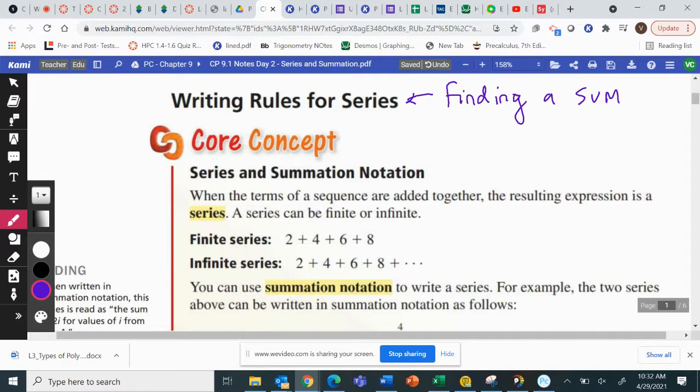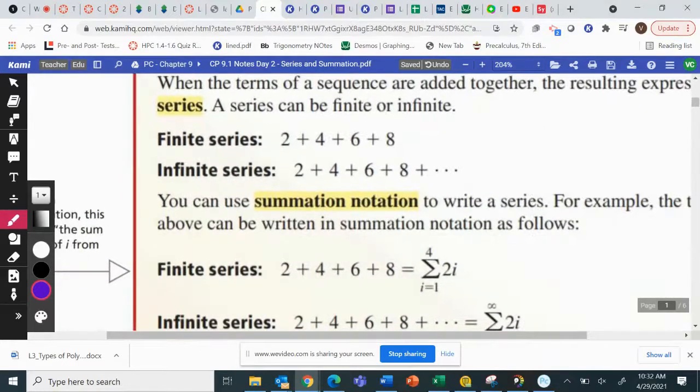There are finite series and infinite series. Notice my finite series would be 2 plus 4 plus 6 plus 8. I can find that answer. Here's an infinite series, 2 plus 4 plus 6 plus 8 plus 10 plus 12 plus etc. I can also find that answer, kind of.